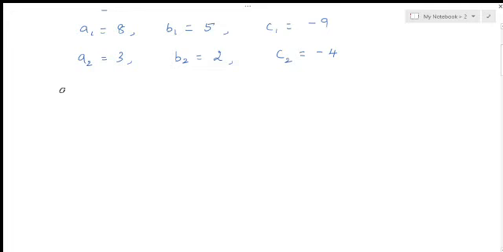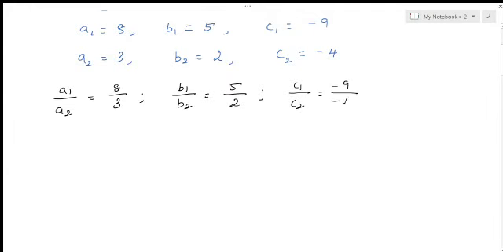So find out what is a1 by a2. a1 by a2 is nothing but 8 by 3. b1 by b2 equal to 5 by 2. c1 by c2 equal to minus 9 by minus 4. So minus and minus will get cancelled. It is equal to 9 by 4.